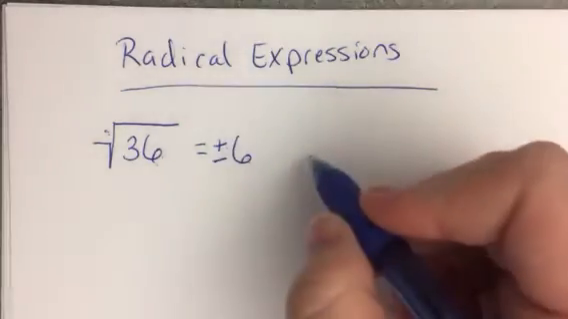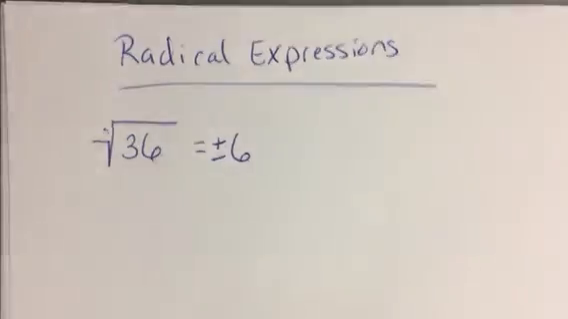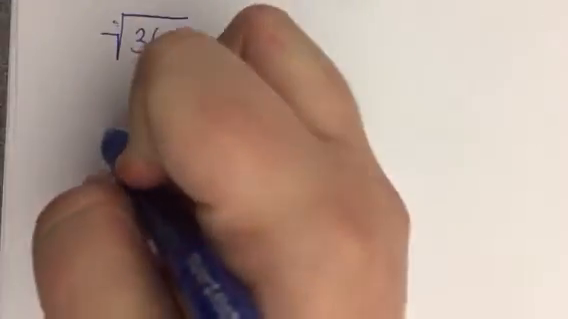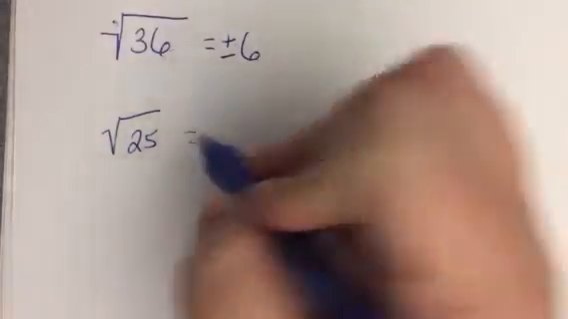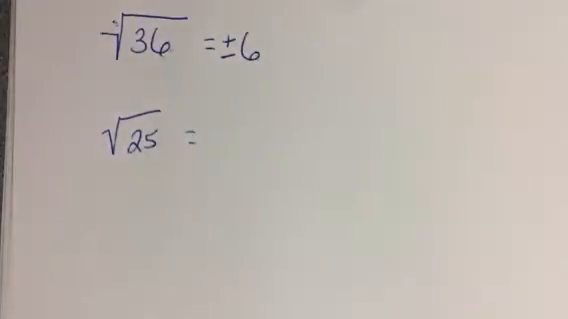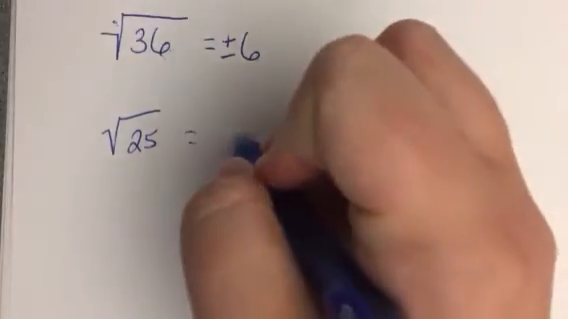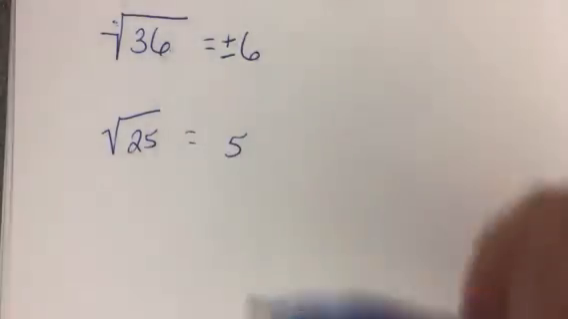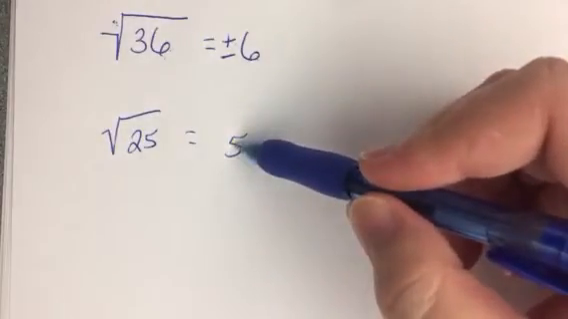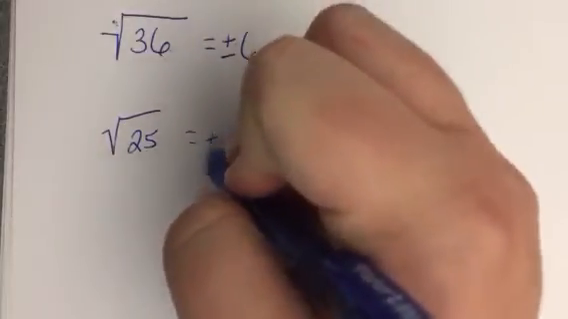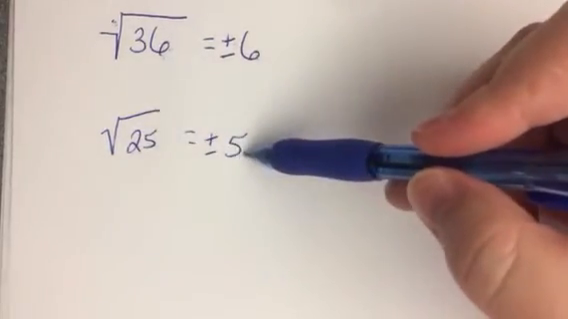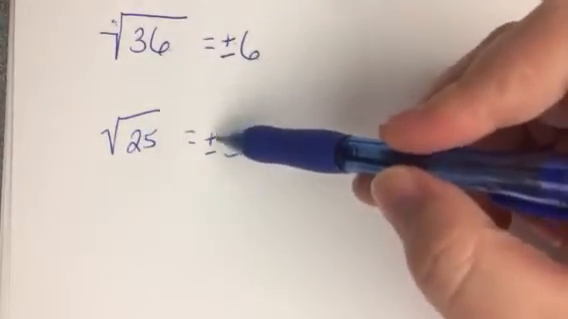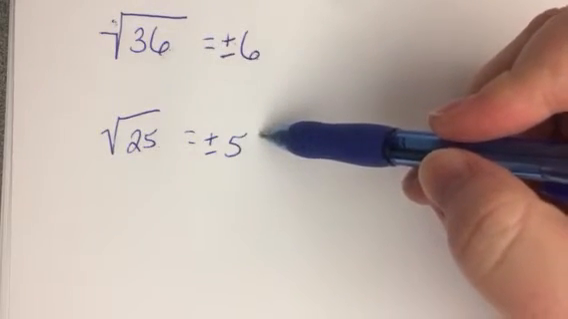Okay, so let's try another one. Let's try the square root of 25. Again, what value times itself is going to give us 25? Well, 5. But again, it's not just a positive 5. Negative 5 squared will also give us 25. So our solution to the square root of 25 is plus or minus 5.